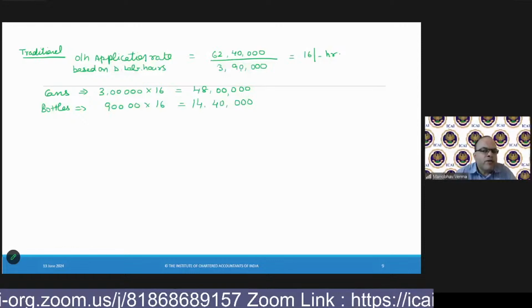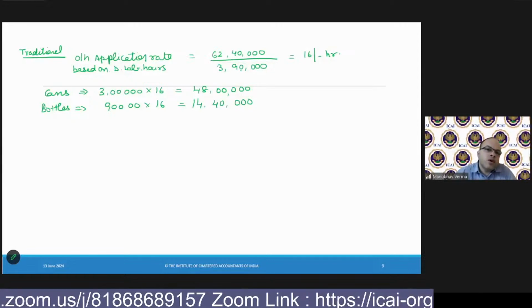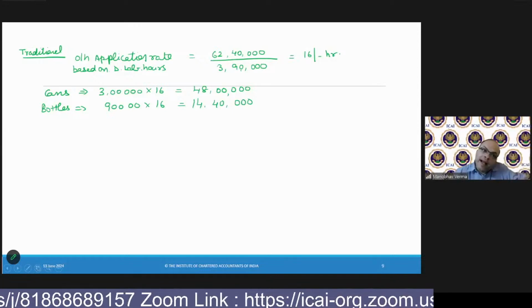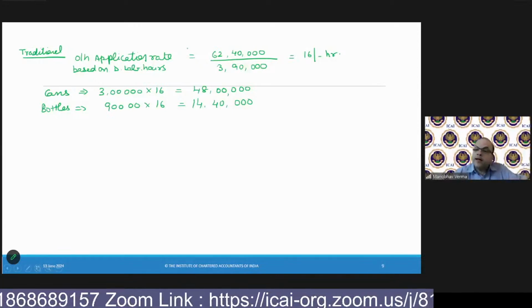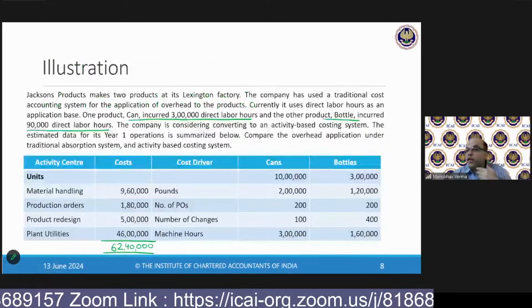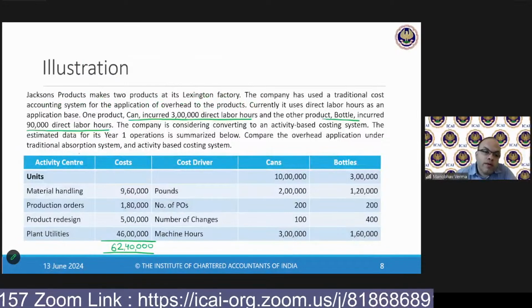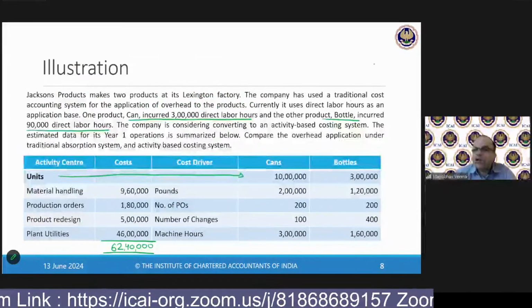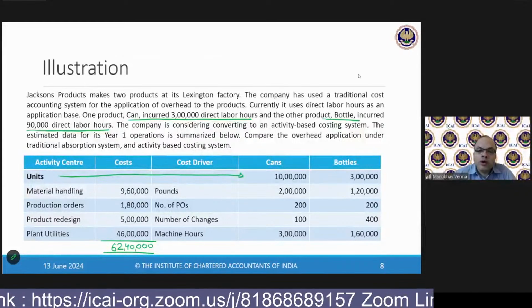Now, if I have to see how much is the overhead cost absorbed by each unit of can and bottle here, because that would end up in the overall costing and ultimate pricing of the product. What do I do from here? We are also given the volume here. Units of cans and bottles are given: 10 lakhs of cans and 3 lakhs of bottles.